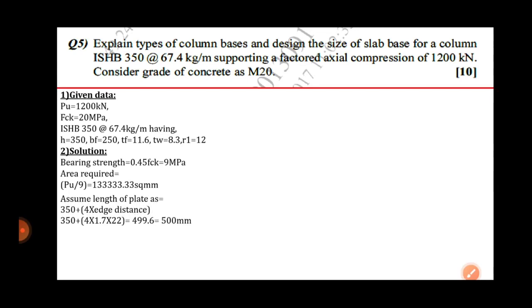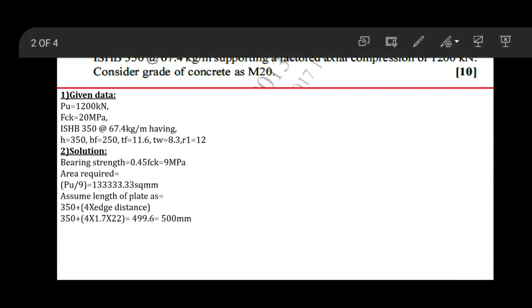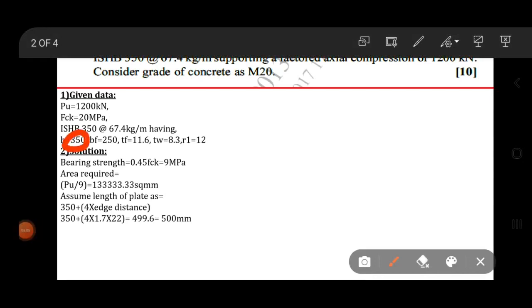Now from the area required we have to calculate the size of the base plate. Now we are assuming the length of the base plate. Length of the base plate is equal to 350 plus 4 times the edge distance. Now here what is 350? 350 is nothing but the depth of that section. So 350 into 1.7 into 22, which is equal to 499.6 mm. Now approximately, which is equal to 500 mm.